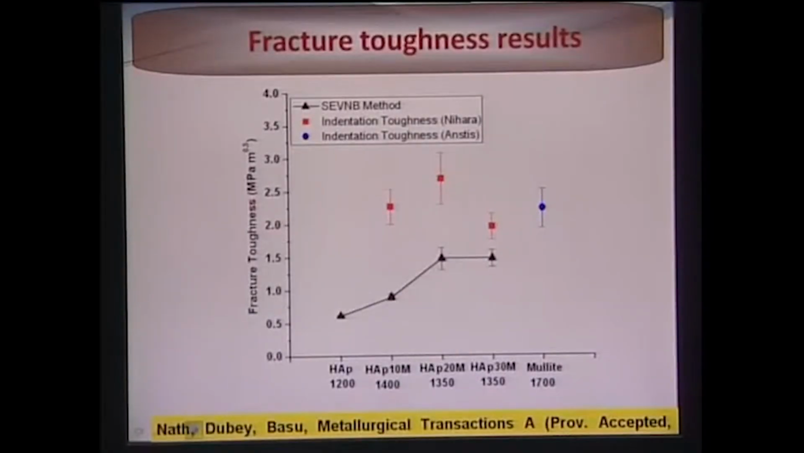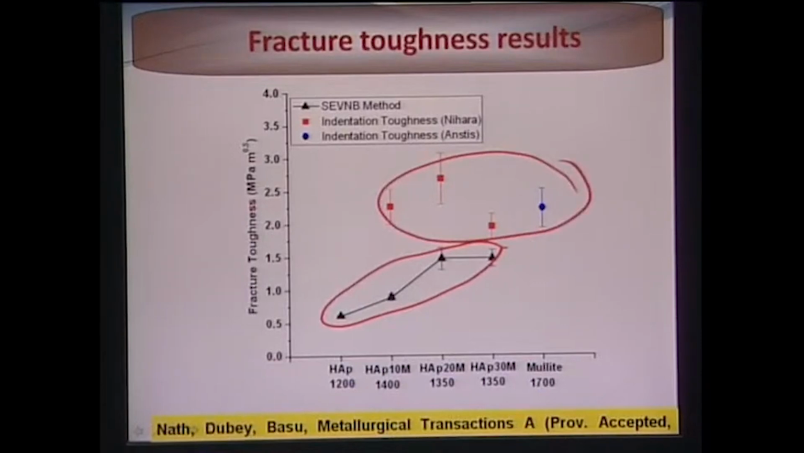Now we have measured fracture toughness using both the indentation toughness as well as the SEVNB value. What you get is that the SEVNB fracture toughness value does not overestimate, but in indentation toughness, the fracture toughness values overestimate. And what you get here is a fracture toughness of 1.5 MPa square root meter, that is the single edge V-notch beam value, and that is the value you can get for both 20% mullite and 30% mullite.